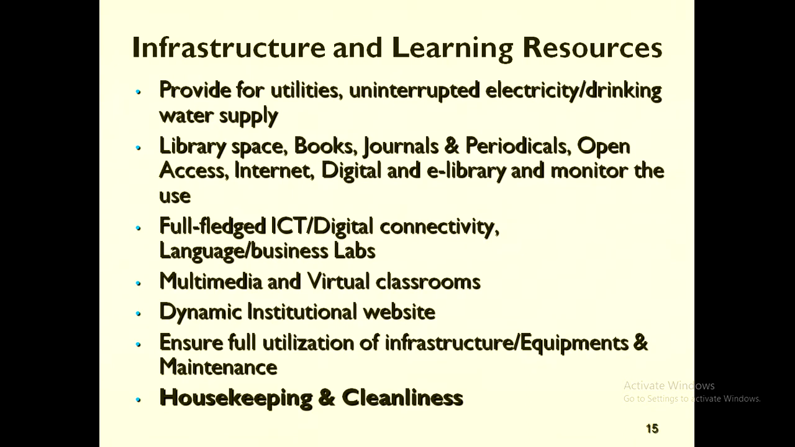And whether we have the dynamic institutional websites or not. The thumb rule is that 50% of the pages should be dynamic, 50% static. So they will check everything, and whether multimedia and virtual classrooms are there or not, and full-fledged ICT and digital connectivity of the language and the business labs. And library space, books, journals, periodicals, open access internet, digital and e-library and monitoring and use. And provide for utilities, uninterrupted electricity and drinking water. So these are all the infrastructures that we need.